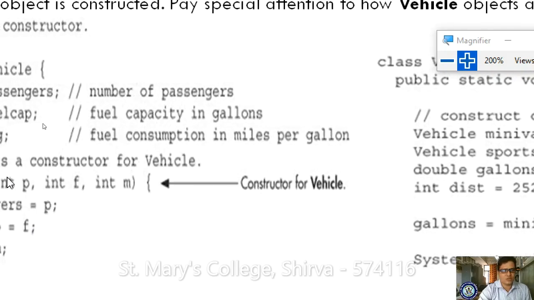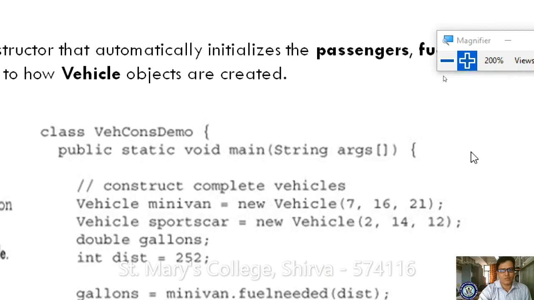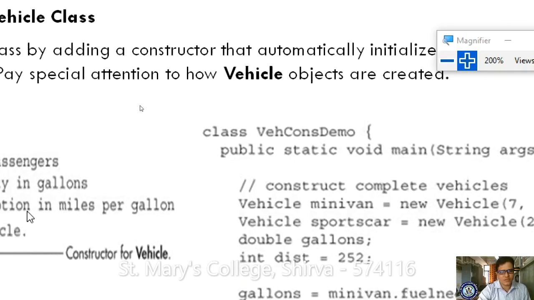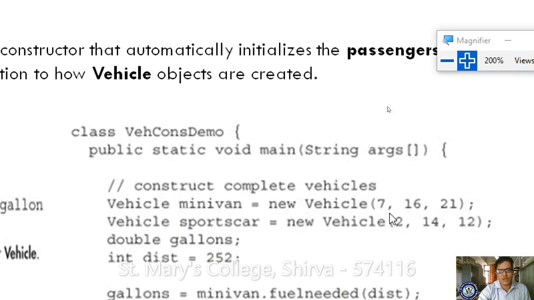What is this? You just observe here. Fuel capacity is 16 and 21 is the mileage. So if you are taking the minivan, its capacity is 7, fuel capacity is 16, and mileage is 21 kilometers per liter.